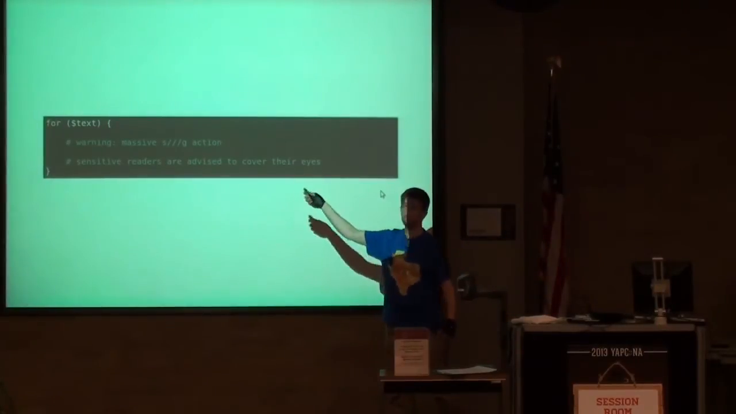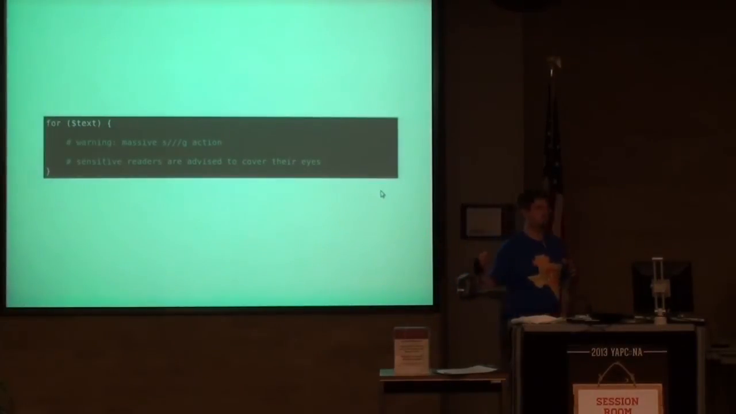So maybe you've seen this trick here. We take a text and we just make it the $_. So this is like a poor man's given, really. It works even in older versions of Perl. It loops over a single thing, and inside of this loop, the single thing that we're interested in is called $_.